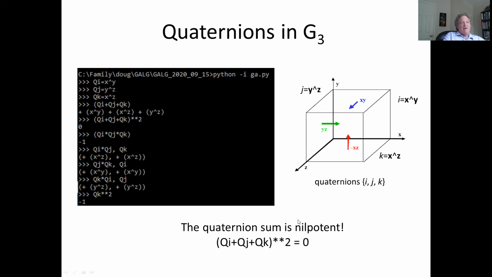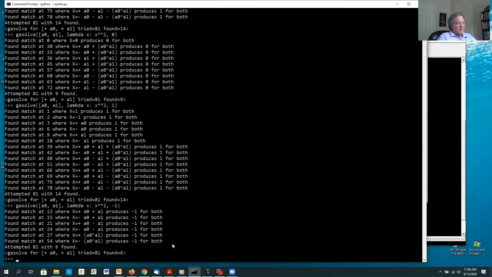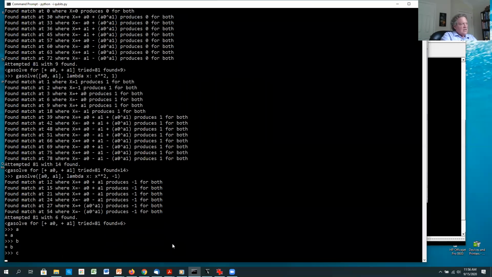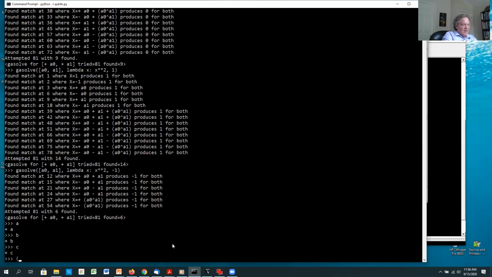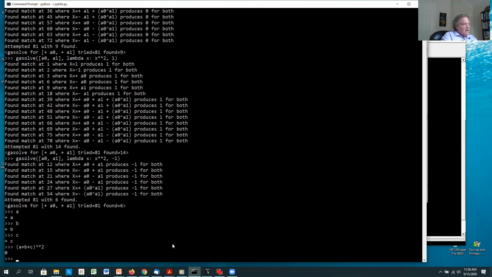But what's interesting about this is the quaternion sum is nilpotent. And you go, well, why is that? This is easy to show, and I'm going to show that here. If I have A and B and C, and I take A plus B plus C and I square that, I get 0. We believe in G3 that this is a photon because it's nilpotent.